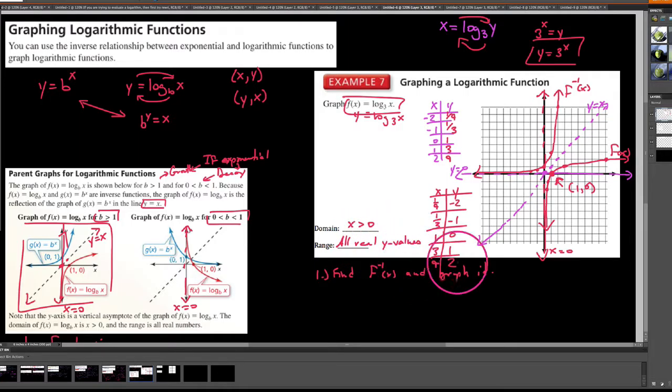So the way this is going to work is this. Number one, we found the inverse and we graphed it. Number two, we reflected the graph over the line y equals x. So that means switch your asymptote, switch your intercept, switch all the points, x's and y's around, and then check out the domain and range. Cheers.